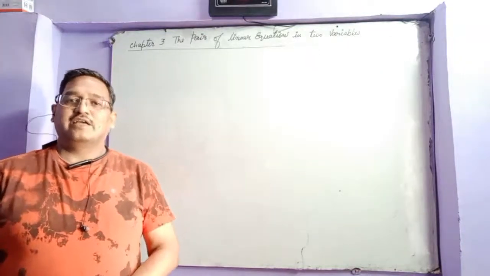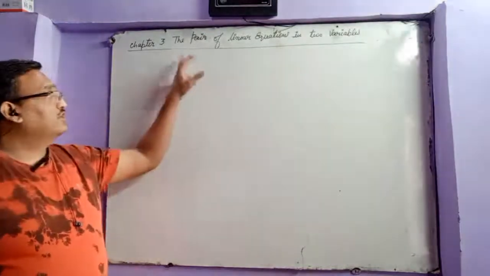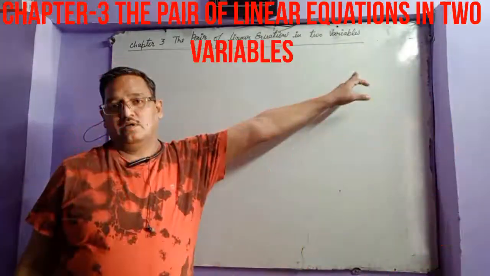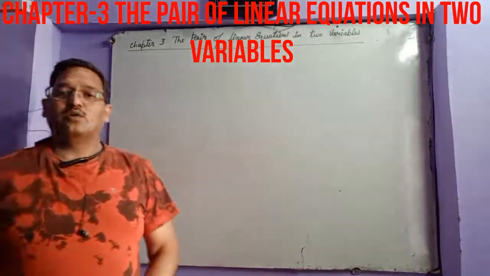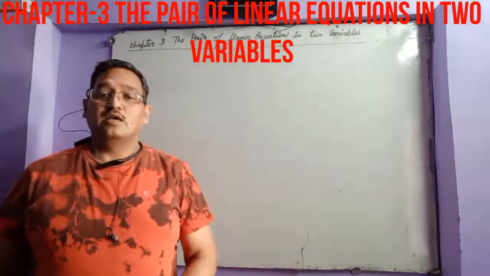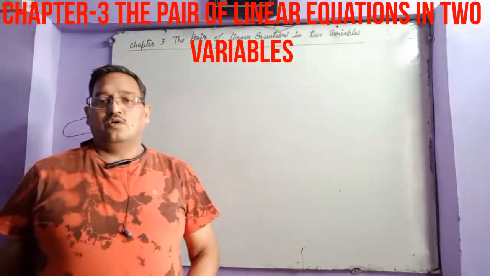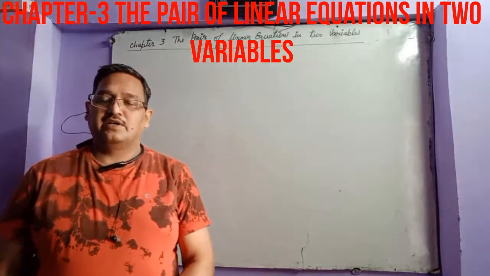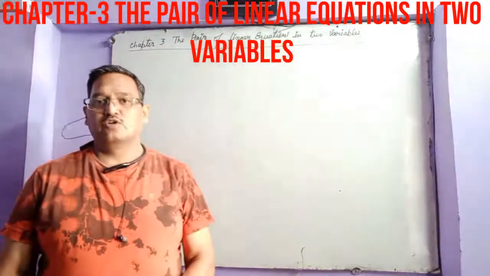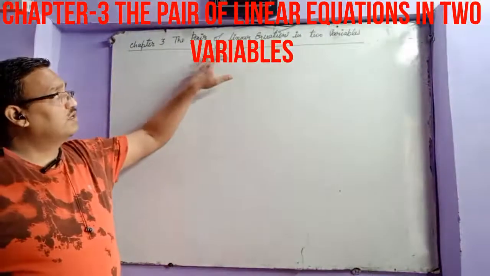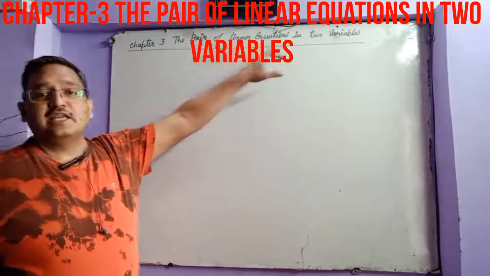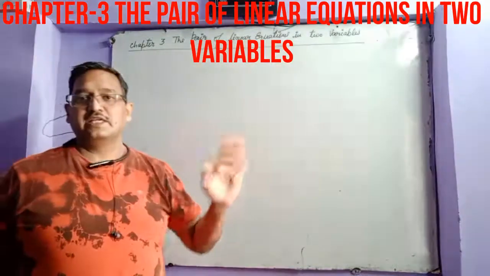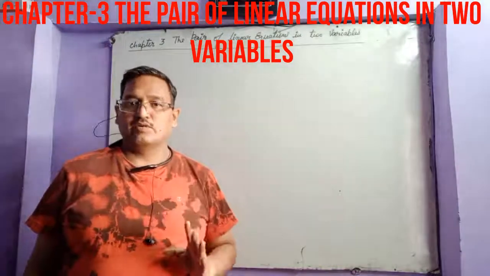Today we are starting a new chapter, chapter 3, the pair of linear equations in two variables. In the previous chapter 2, I told you about linear polynomials. A polynomial whose degree is 1 is known as a linear polynomial. So in this chapter, we will talk about linear equations. A linear equation is an equation whose degree is 1.